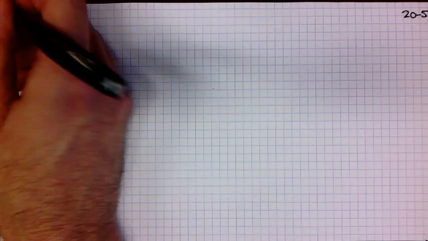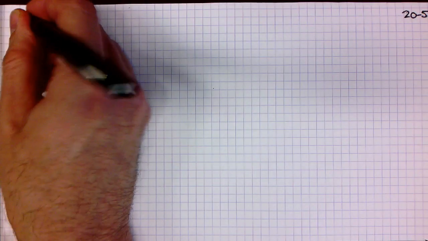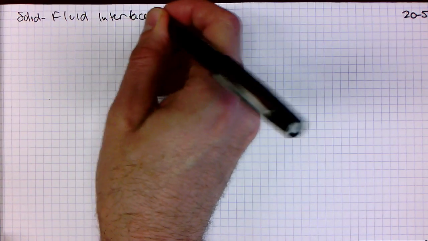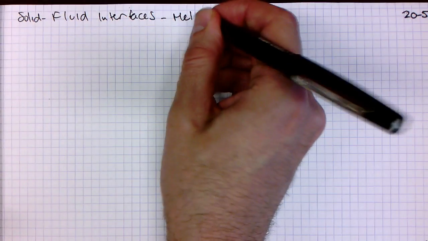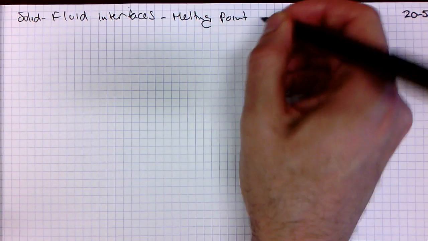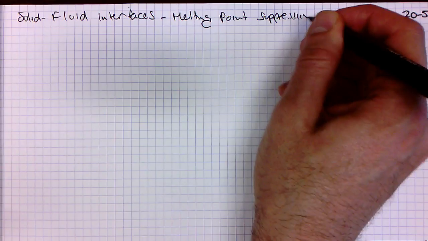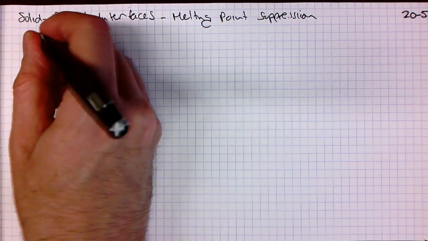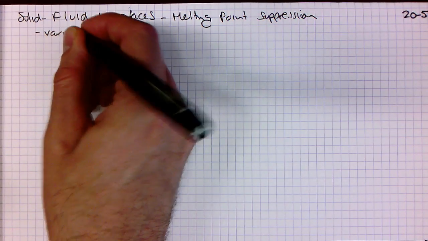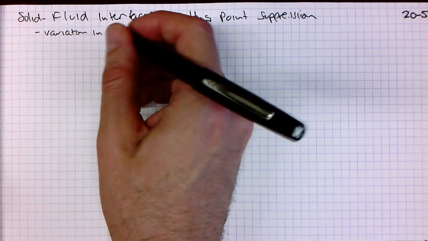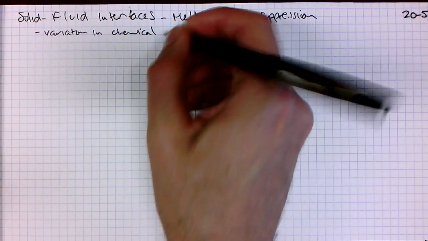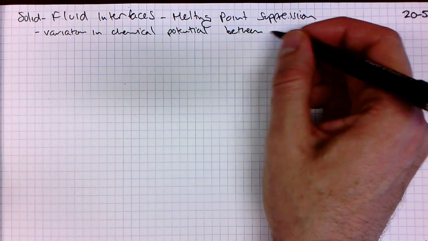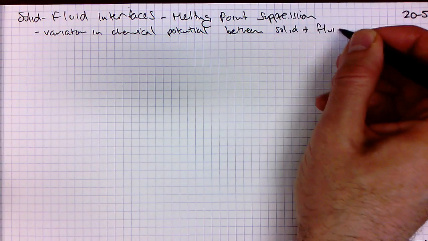Okay, so the last topic in interfaces that I'll cover is solid-fluid interfaces and melting point suppression. In solid-fluid interfaces, there is a variation in chemical potential between the solid and the fluid phases.